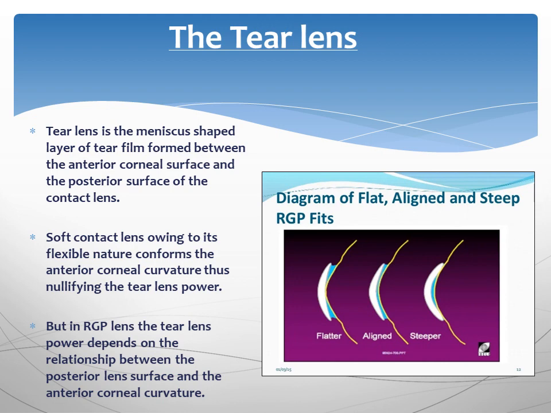Now, when we are placing a soft lens over the cornea, what happens? The soft lens is very soft and flexible in nature. As a result, it can very easily conform itself according to the shape of the anterior corneal curvature. Therefore, the post lens tear film or the tear lens between the contact lens and the cornea is almost zero, or it is zero. But in case of RGP lens fit, what happens? The tear lens power does exist because RGP is not as flexible or soft as a soft contact lens. Therefore, based on the fit of RGP lens, the tear lens power will also vary, whether it is a flat fit or a steep fit or an optimum fit. Based on that, the tear lens power will also vary.